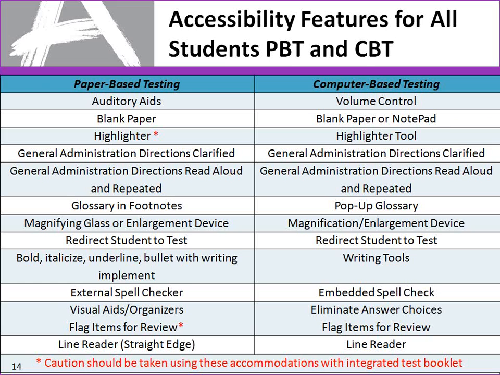Magnification or enlargement devices, redirecting students, writing tools, spell checkers, visual aids and organizers, and line readers and a straight edge. Now you'll see a couple of asterisk ones, the highlighter and the flag items for review. You really need to be careful, especially for the paper-based testing, when you're implementing these. Highlighters cannot be so dark that they bleed through to the other side of the page. You'll all remember the NECAP conundrum that we had with highlighters, that you couldn't use them because they would bleed through and it would throw off the scanning machine in the test booklets for younger grades.